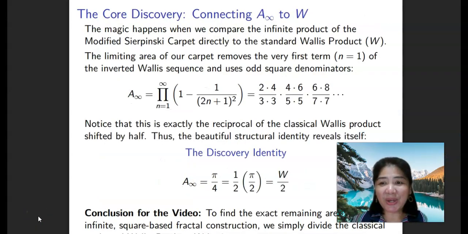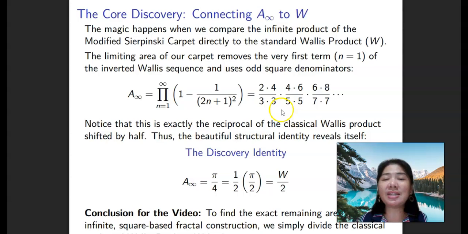Now for our core discovery, okay, we are connecting the area at the infinite level to the Wallis product. Okay, so again, this is the formula or the notation in computing the area at infinite level. So it would be an infinite product, okay, from n equals 1 to infinity. Okay, and we're going to have this pattern: 2 times 4 times 4 times 6 times 6 times 8 all over 3 times 3 times 5 times 5 times 7 times 7, and so on and so forth.